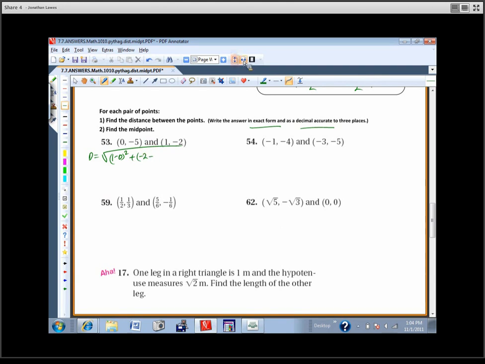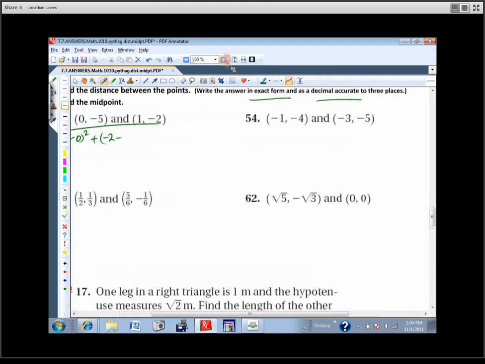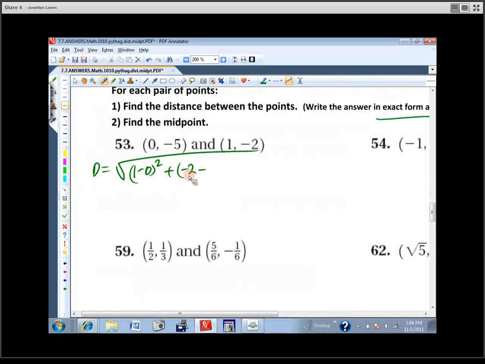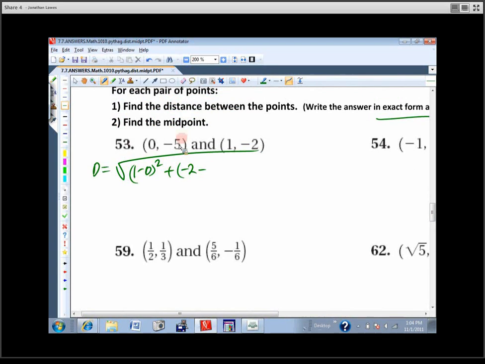y2 minus y1. Again, just like the slope formula, I said what you ought to do is write down the negative that's in the formula and then go grab that first y. That's a minus 5, so this is going to be a plus 5 quantity squared. So we get 1 squared plus, let's see, that's going to be 3 squared. So that's 1 plus 9, radical 10.